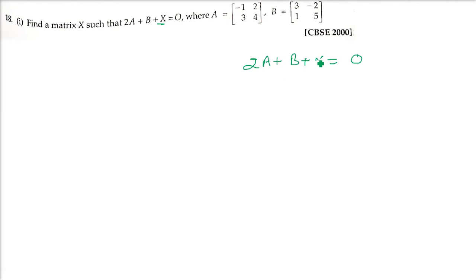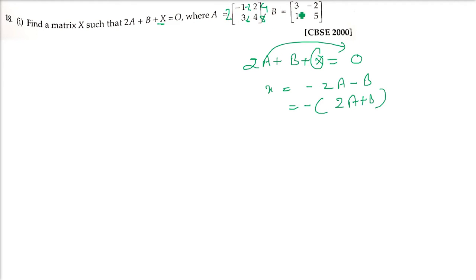In order to find X, we'll take 2A and B to the right hand side. That is, X will be equal to negative of 2A and negative of B. Take negative outside, 2A plus B you will get. So what you have to do is multiply this by 2. So minus 2, 4, 6 and 8 you will get.